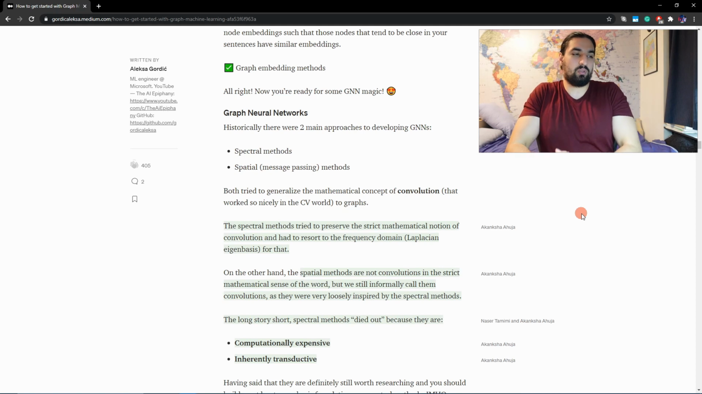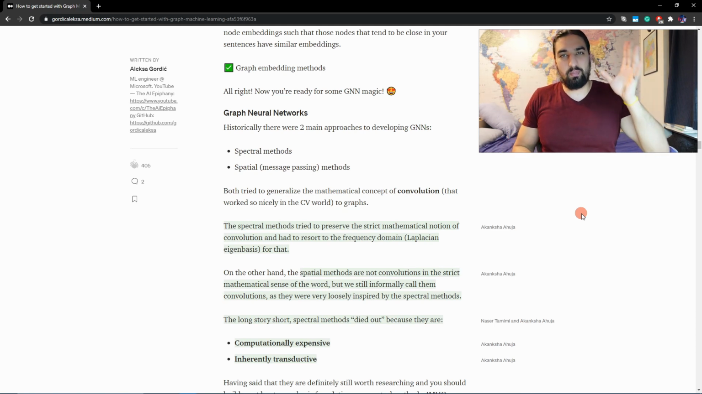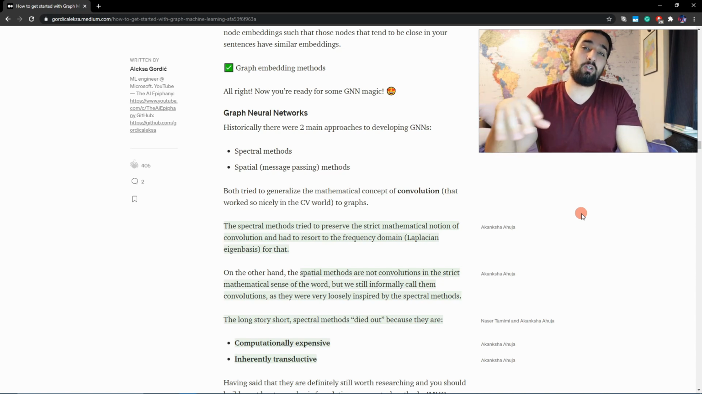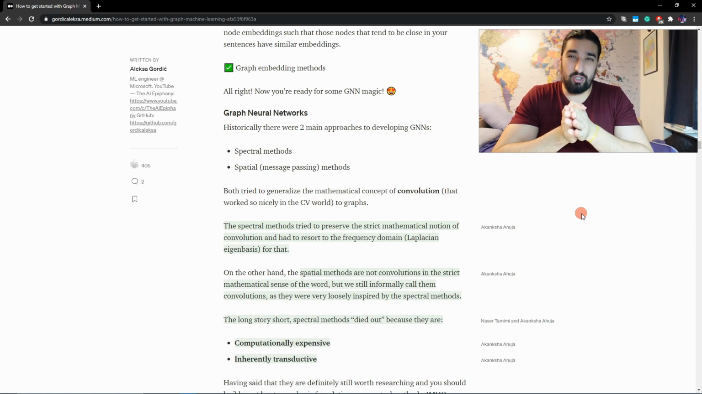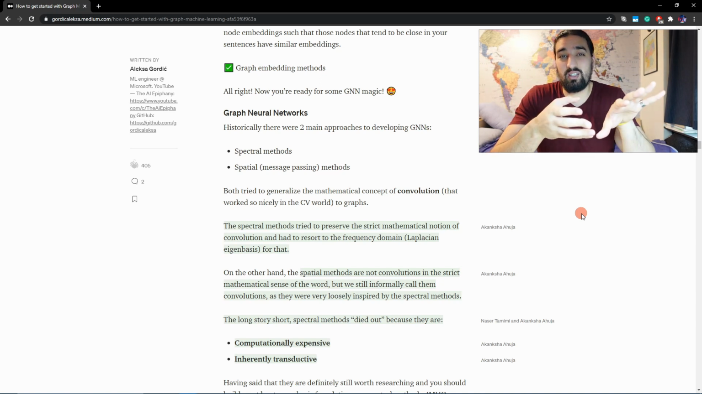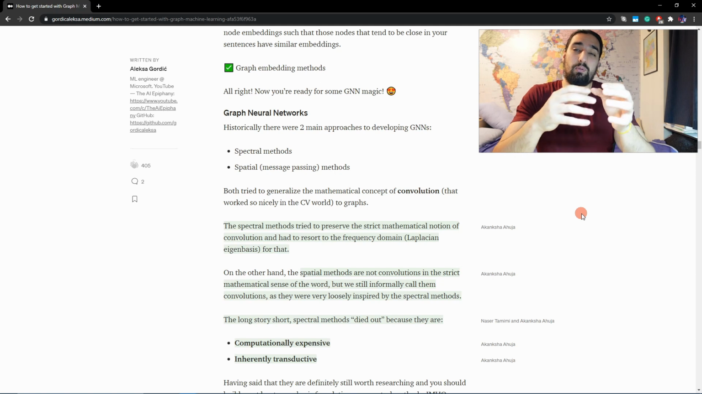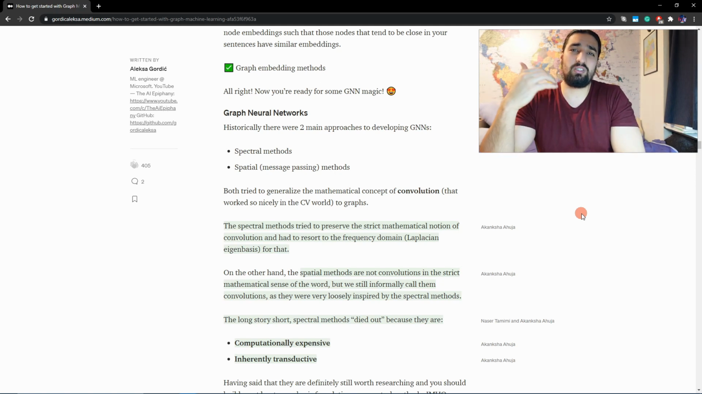When it comes to graph neural networks, there are two main branches: one is the spectral methods, and the second one is spatial or message passing methods. And my advice here is to take some time and investigate spectral methods, because the terminology and references will get propagated into the spatial methods, and you'll be seeing some terminology from the spectral methods. So it's good to understand at least some basics about these.